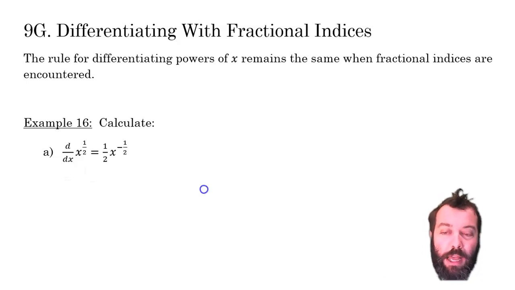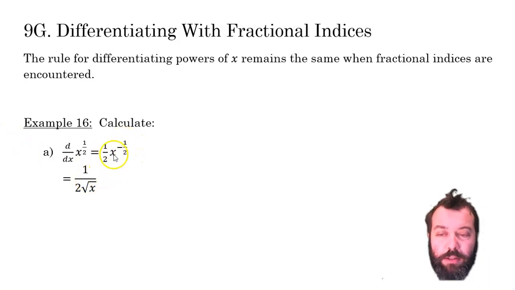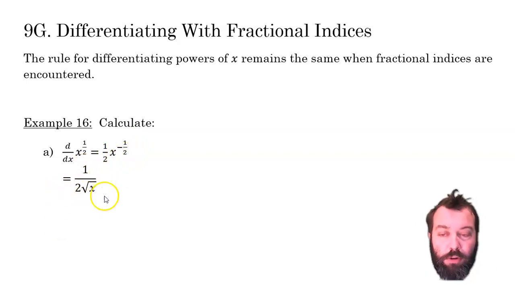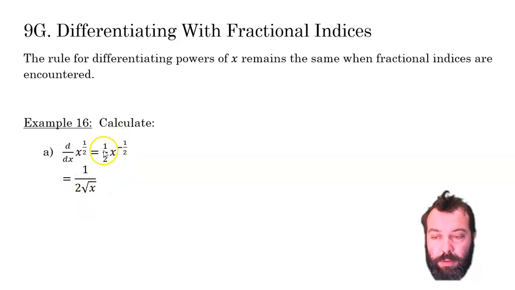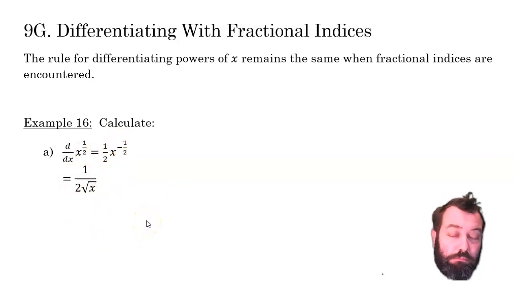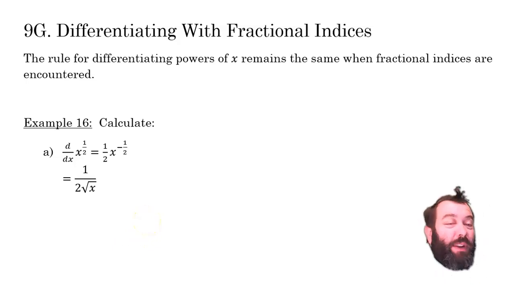We could, though, write that in a different form here. To the power of a negative half means it's 1 over, and that's the negative part, and square root for the half, and because it's a half of that, I can put the 2 out front. So it's 1 over 2 root x. There you go, differentiating with fractional indices.